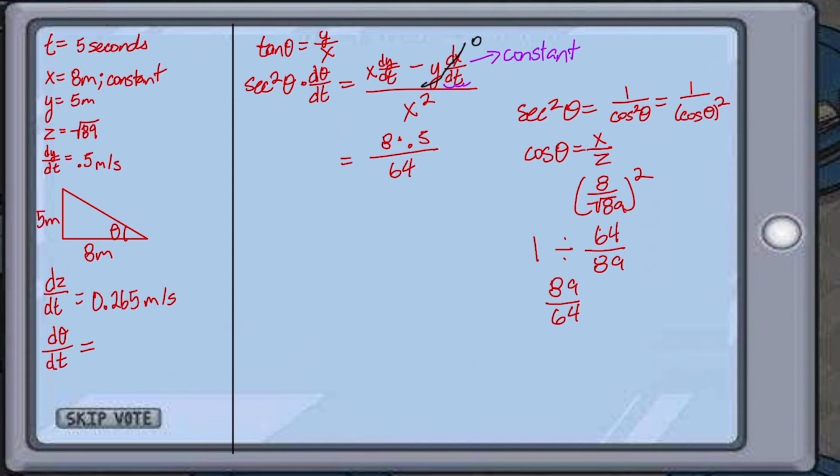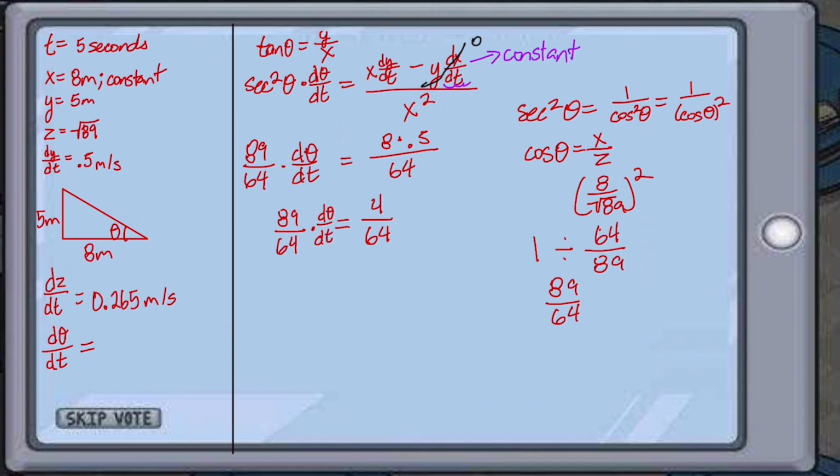Now that we've solved for secant squared of theta, we can plug that into our original problem, and we substitute in 89 over 64 for secant squared of theta. We multiply that by d theta dt, because we still have not found that value. Our next step is to simplify the right side by doing 8 times 0.5, which is equal to 4, all over, and we know that the bottom stays the same, which is 64. Now, we're going to rewrite the left side, 89 over 64 times d theta dt.